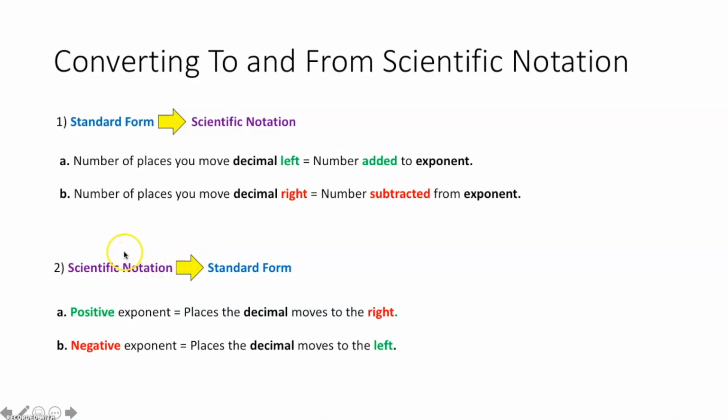Next, we're going to talk about converting the other way. If you're given a number in scientific notation and you're going to convert it to standard form, there's two things that you have to look out for, okay? If you have a positive exponent, you're going to take the decimal and move it that many places to the right, whatever your exponent is. If your exponent is negative, you take your decimal and you move it that many places to the left. Now, we'll do a bunch of these so you start getting familiar with where to move it and how many places to move it and all that.